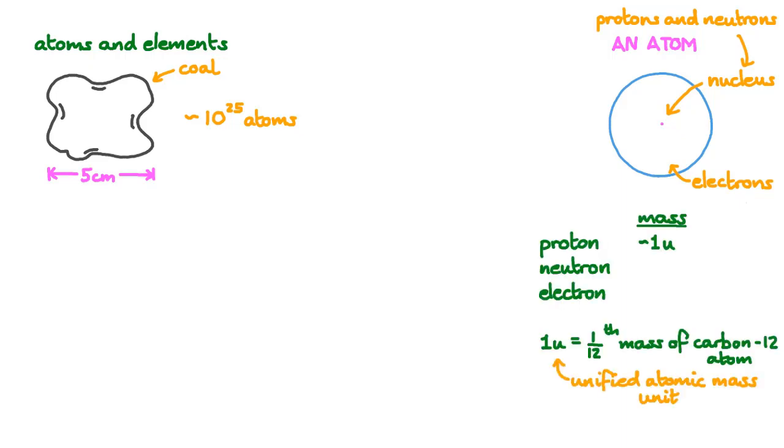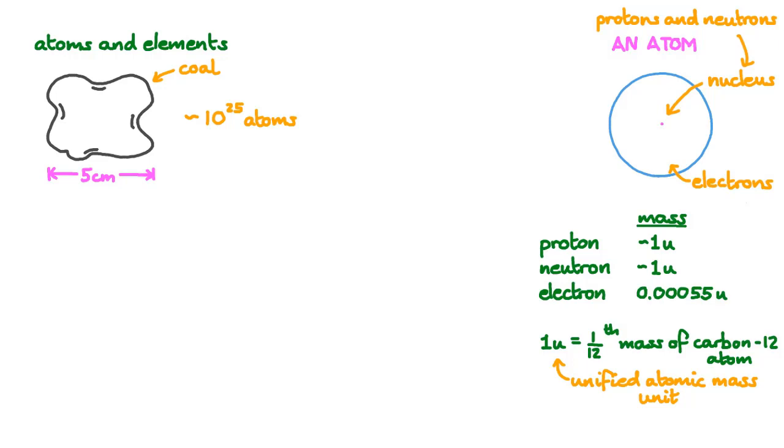One proton has the mass of about 1 unified atomic mass unit. That's 1/12 of the mass of a carbon-12 atom. We'll take a look at exactly what a carbon-12 atom is in a moment. Neutrons also have a mass of about 1 unified atomic mass unit, so for most purposes we treat protons and neutrons as if they have the same mass.